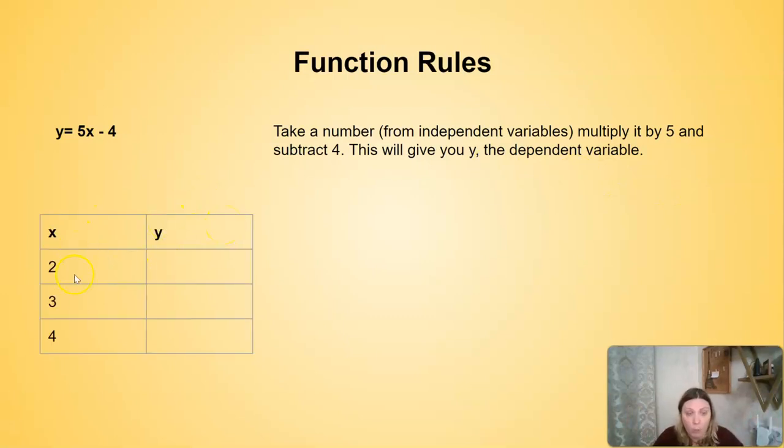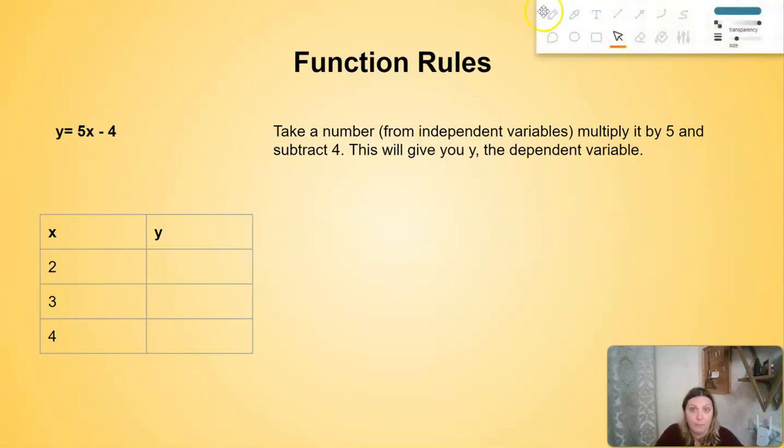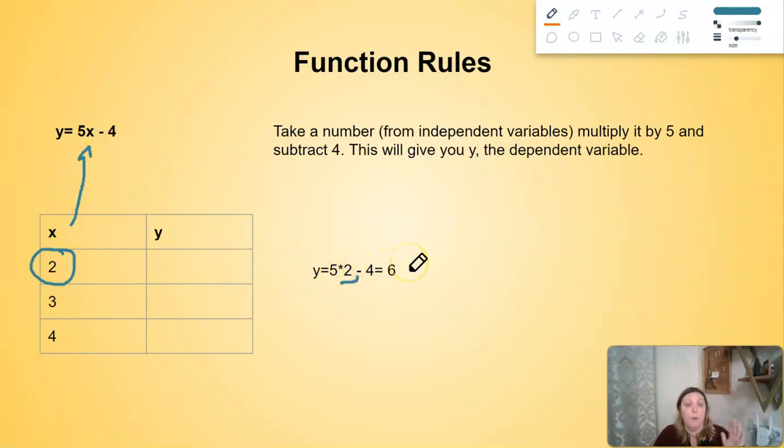So here's an example. Here I have a whole bunch of x values and I don't have the y values. So what do I do? I take the x. In the first row, this is 2. And I plug it in instead of this x. So what I will get is 5 times 2, minus 4. Well, that's 10 minus 4. This is just 6.